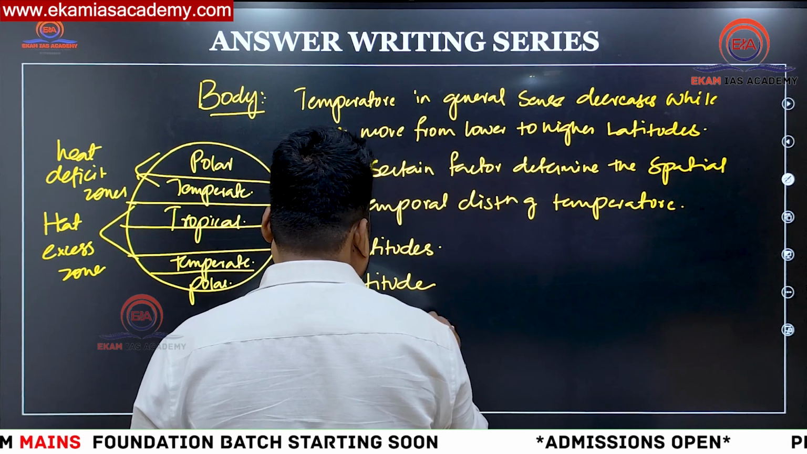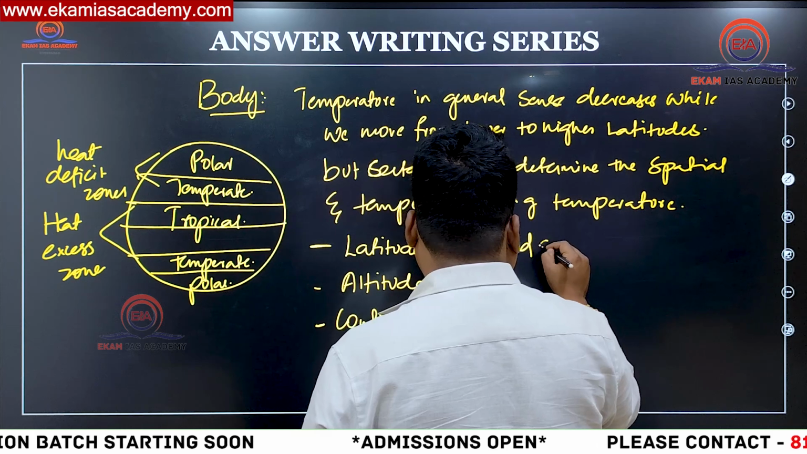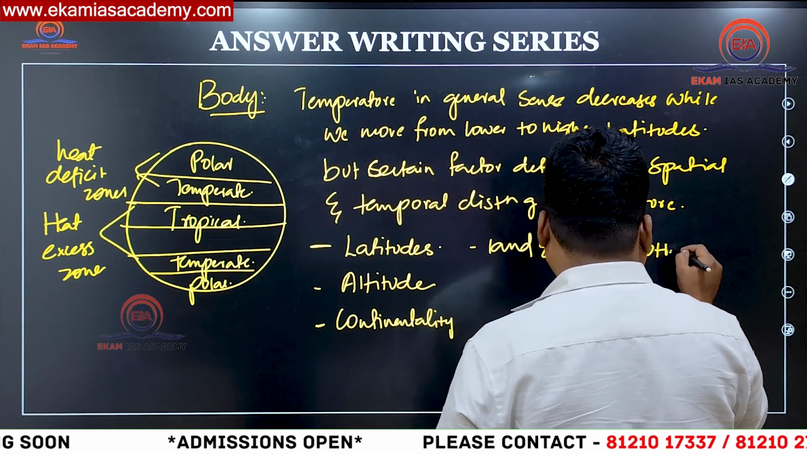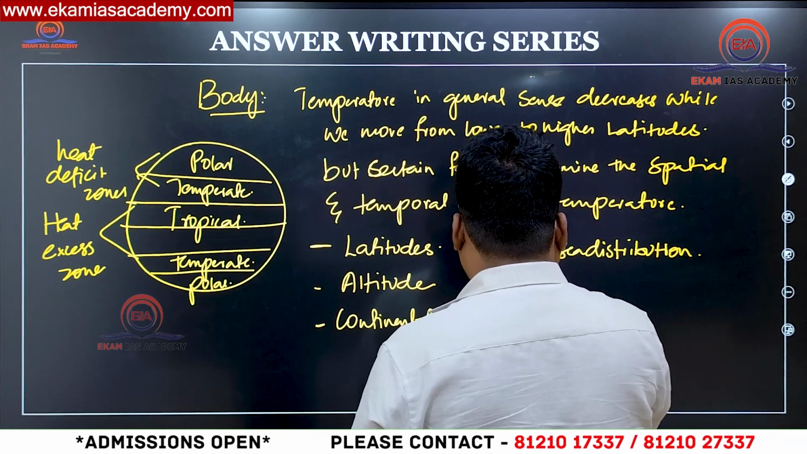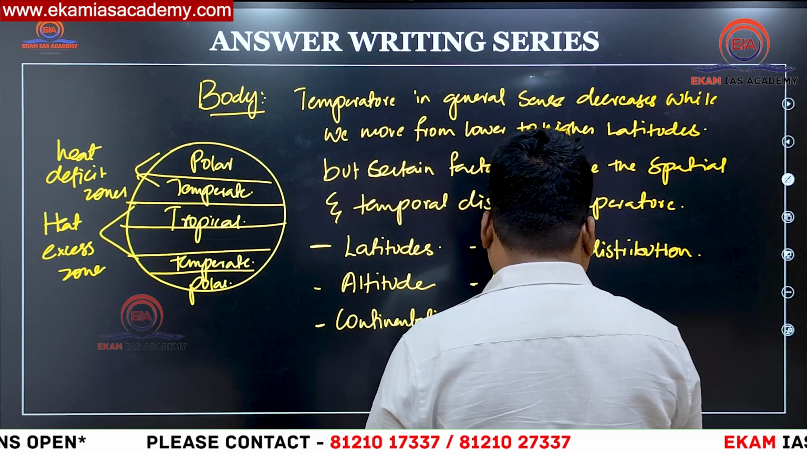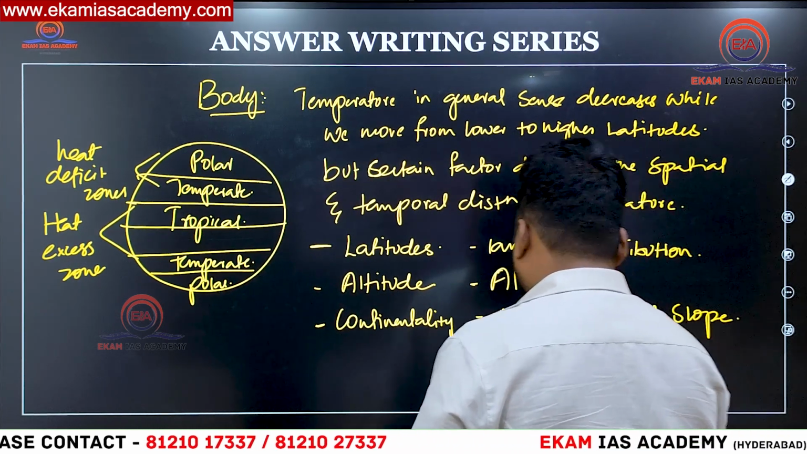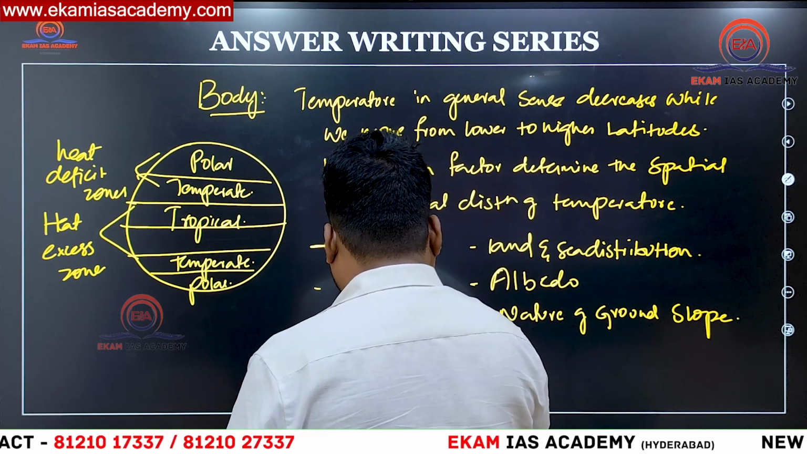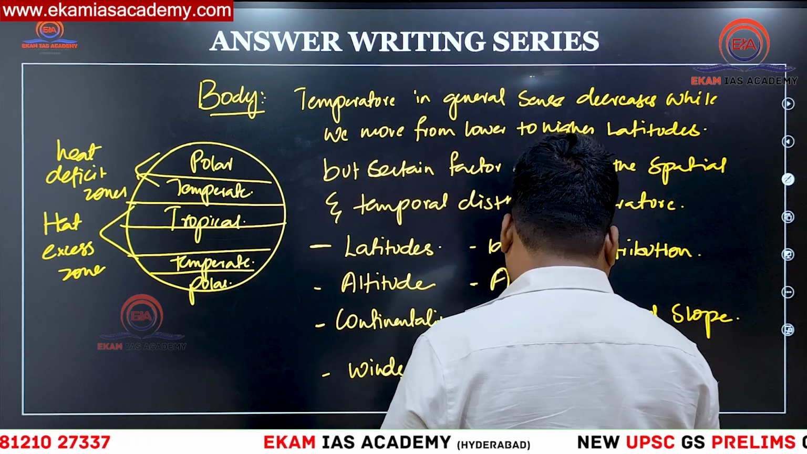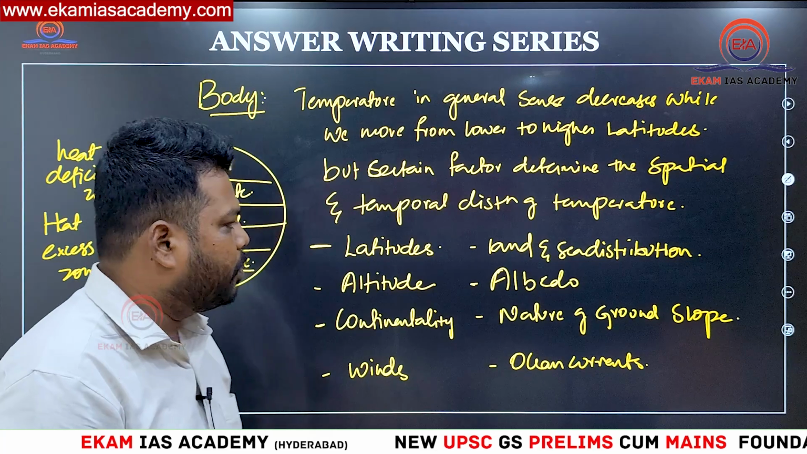continentality as a factor, land sea distribution as a factor, albedo as a factor, nature of ground slope as a factor, winds as a factor, oceanic currents as a factor, generally tends to influence this particular temperature distribution across the world.